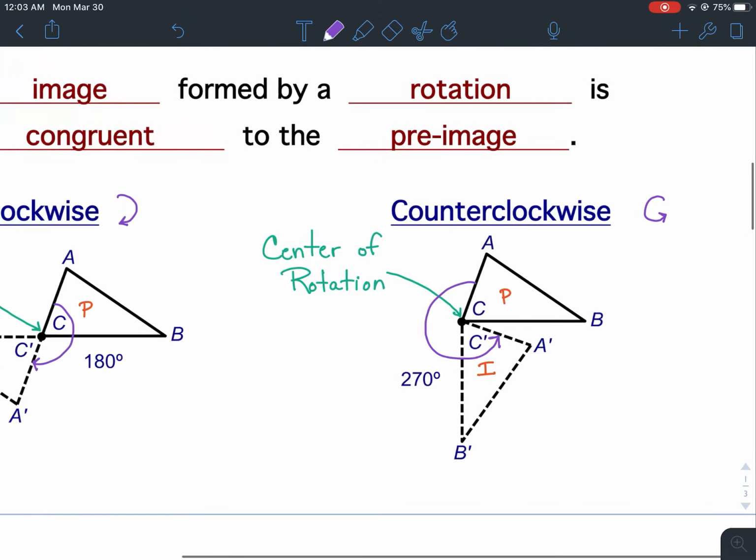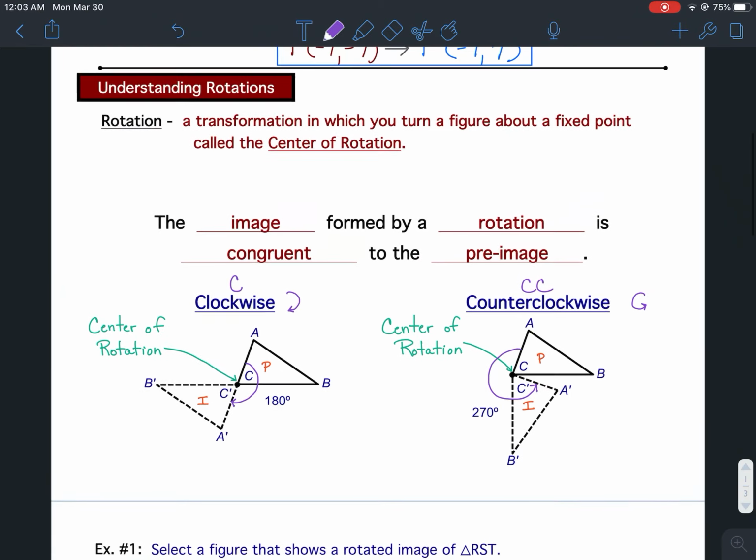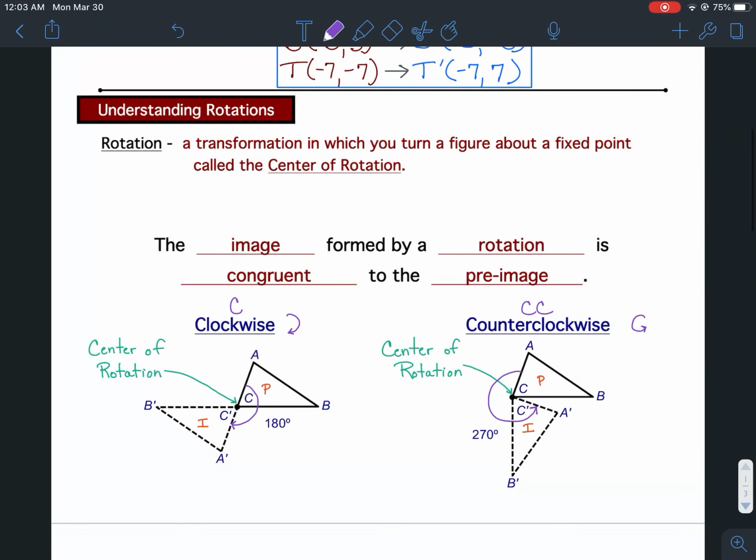Now, just to save ourselves some time, when we talk about clockwise, we'll just put C, and for counterclockwise, we will put CC, just to shorten some things up. Okay, so that is our definitions, and if you have any questions so far, let me know.